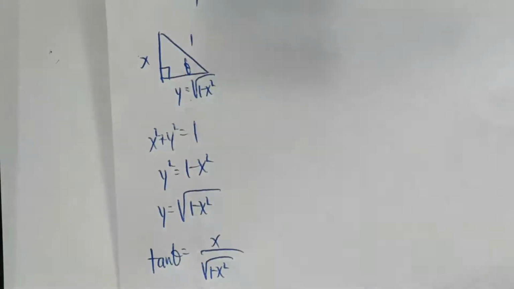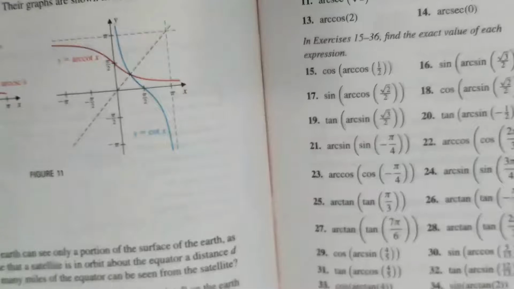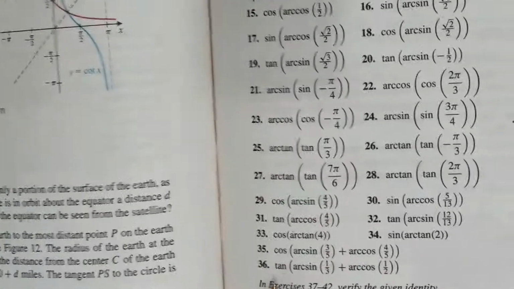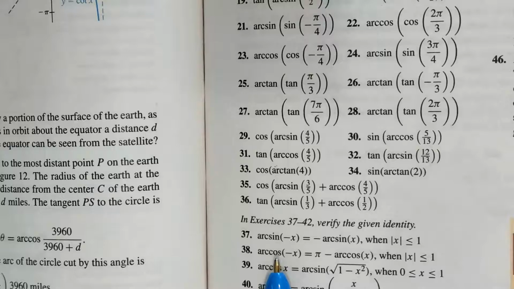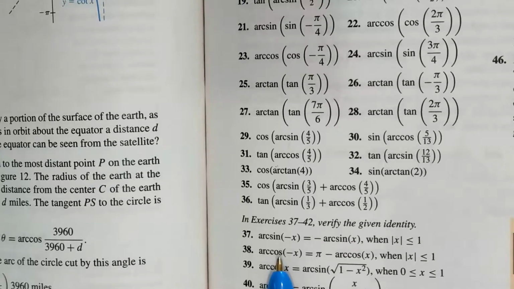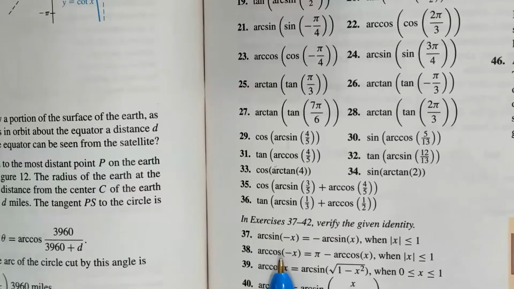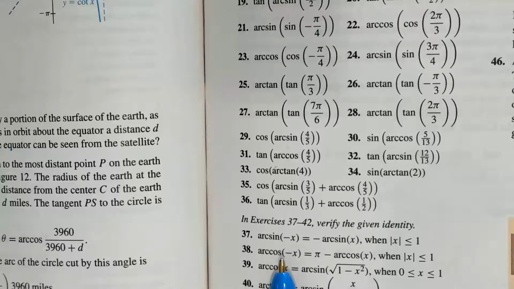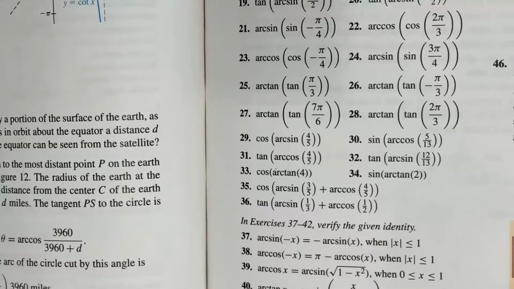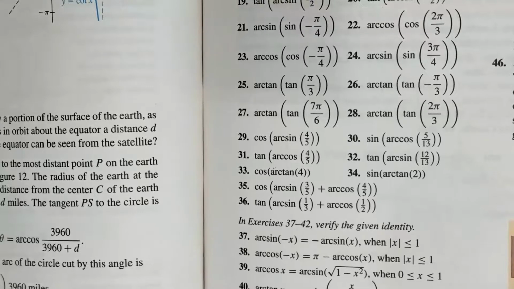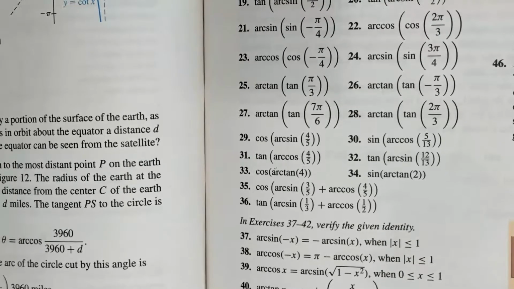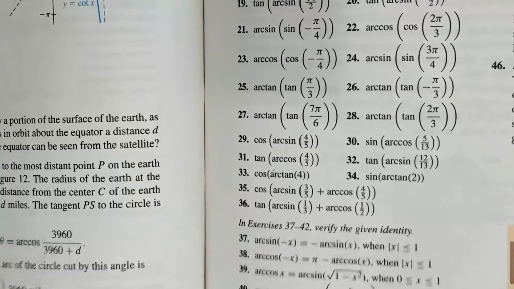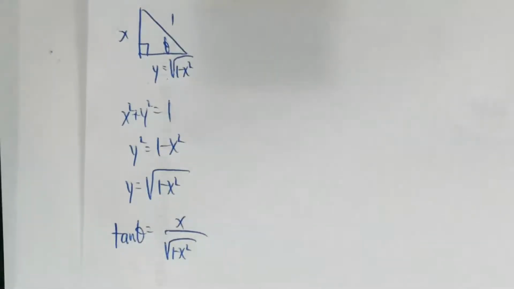And really quickly about 37. Theta equals arc sine of -x, so sine of theta equals -x, and theta equals negative arc sine of x, so negative sine of theta equals x. That is true because sine of theta is odd. That is the definition of an odd function: sine of negative an angle is the opposite of the sine of the angle. So I believe I used that in the proof there.